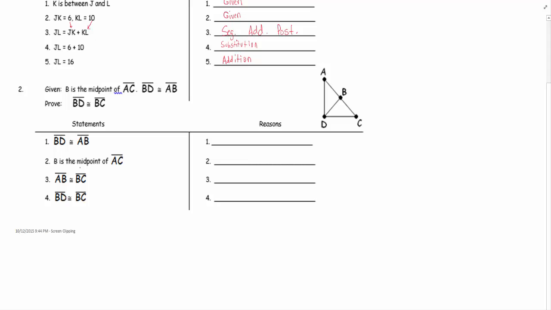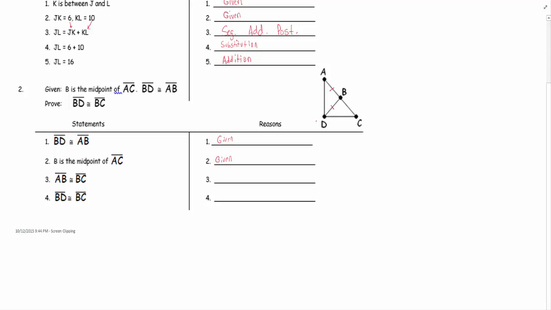Alright, next up we have, given that B is the midpoint of AC and BD is congruent to AB, which is our first two statements. Let me just go ahead and write that. Given. And again, we got a picture to go along with this, so we can picture what's going on here. So when they said that BD was congruent to AB, I can label that. BD, tick mark, is congruent to AB, tick mark.